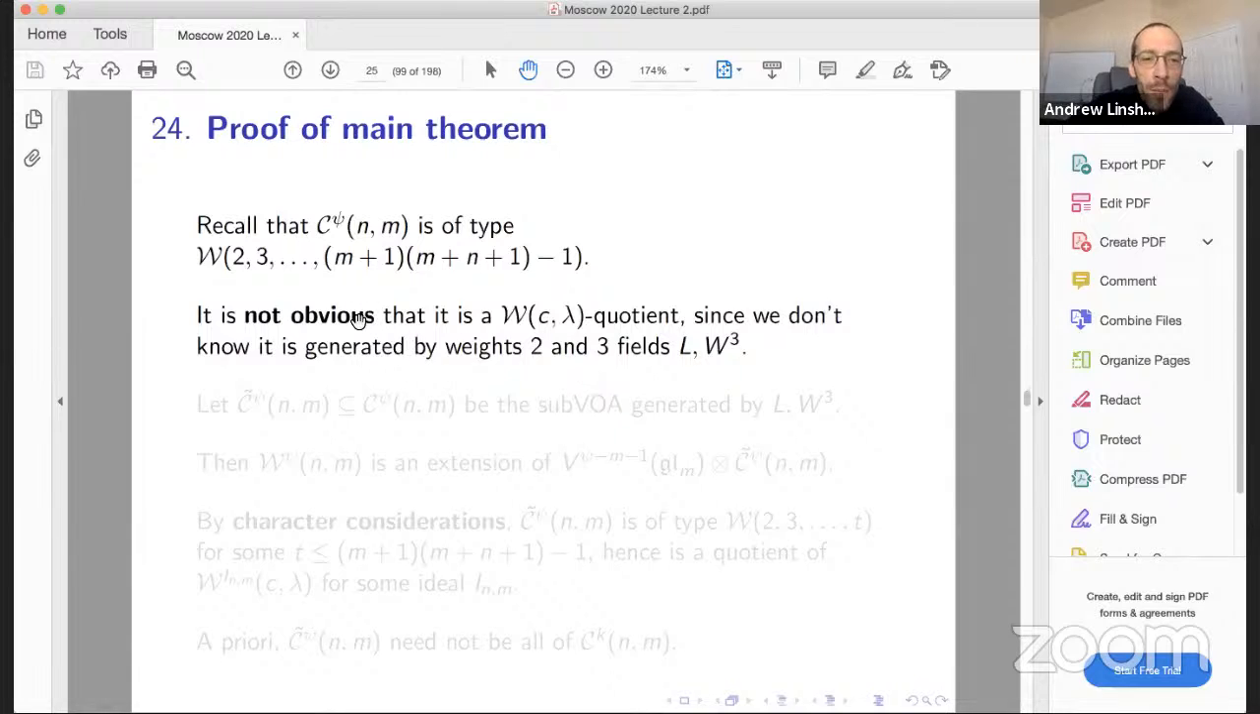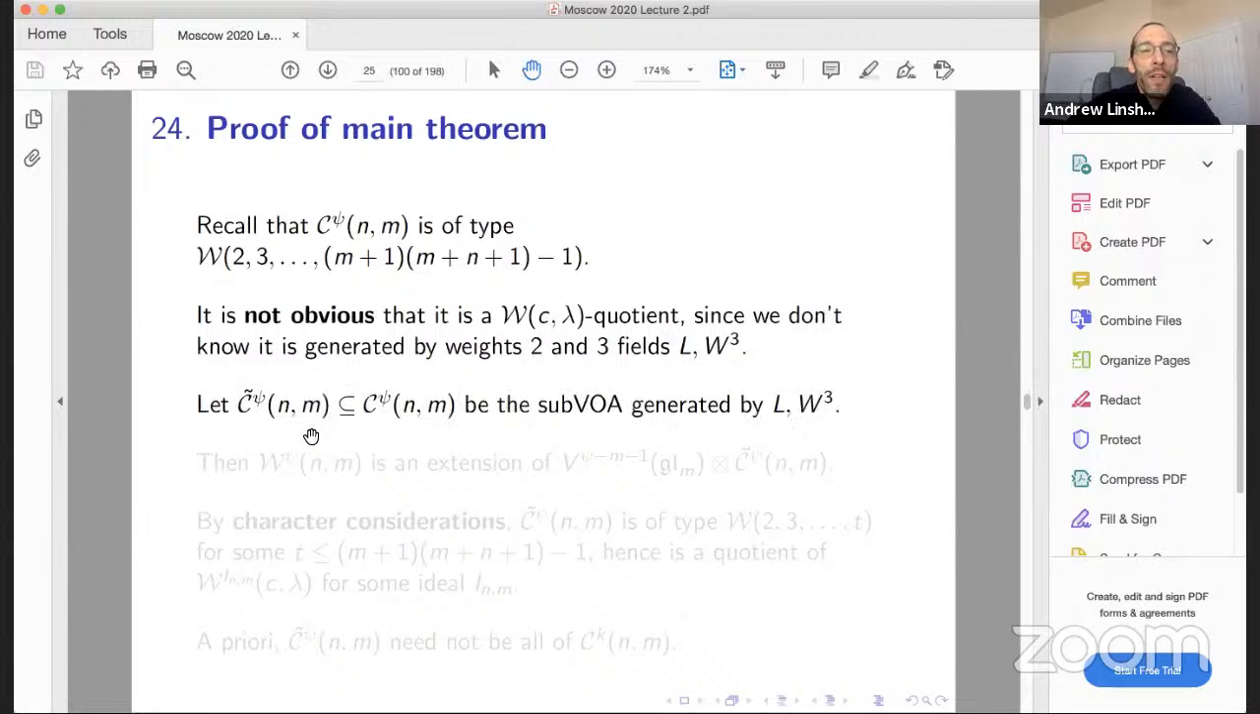Actually, this will be something that we prove after we determine that truncation curve, not before. So, but what I can do is consider the subalgebra of C, Xi, and M that is generated by the weights 2 and 3 fields. So this may not be the whole thing, but we don't know that it's the whole thing yet, but I can at least consider this subalgebra. And then, these algebras C psi tilde and C psi have the same Virasoro, and they have the same weight 3 field. The question is whether those generate everything.